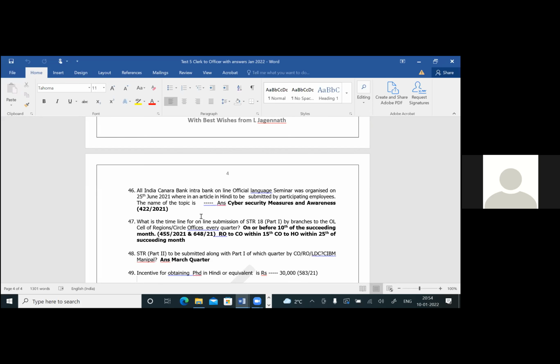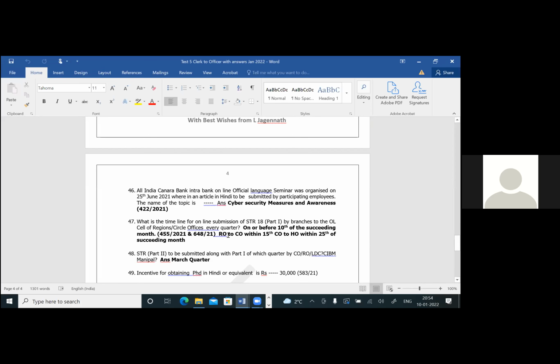Now the question is, what is the time limit for online submission of STR 18 Part 1 by branches to the OL cell of regions or circle offices every quarter? On or before 10th of the succeeding month. Where it is given: 455 by 2021 and 648 by 21. So branches have to submit on or before 10th.